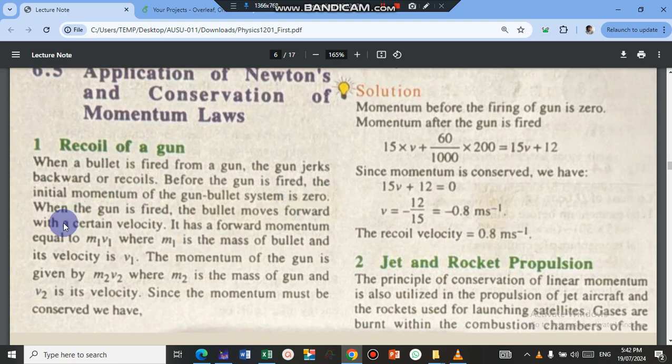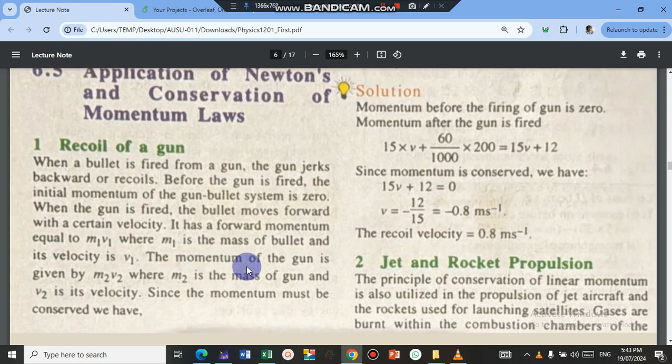Now here is the next thing. When the gun is fired, the bullet moves forward with a certain velocity. You see that? The bullet is now having a velocity. It has a forward momentum equal to m1 v1, meaning m1 is the mass of the bullet and v1 is the velocity of the bullet after it was fired. So the momentum of the bullet after firing will be m1 v1, where m1 is the mass of the bullet and its velocity is v1.